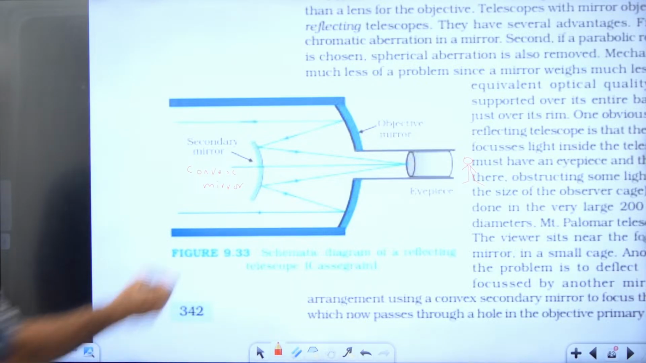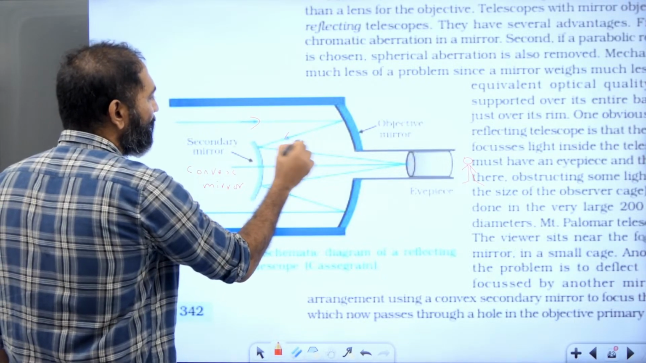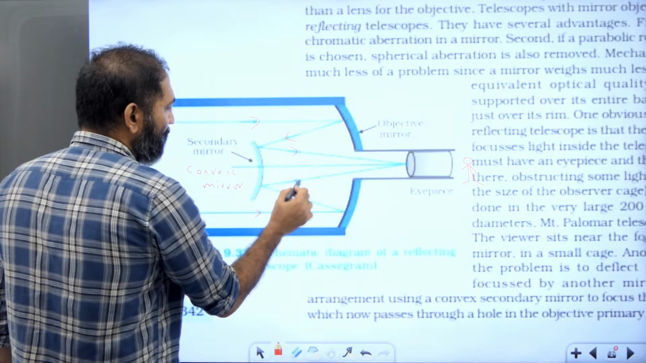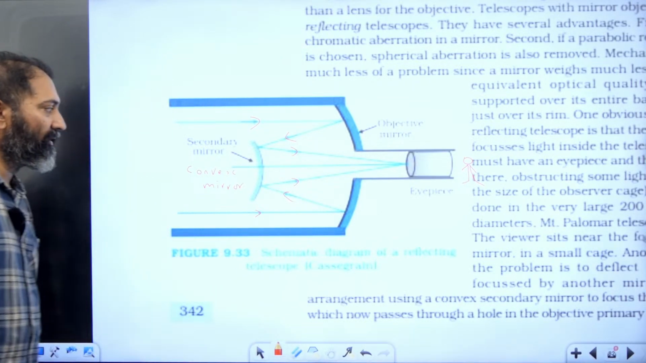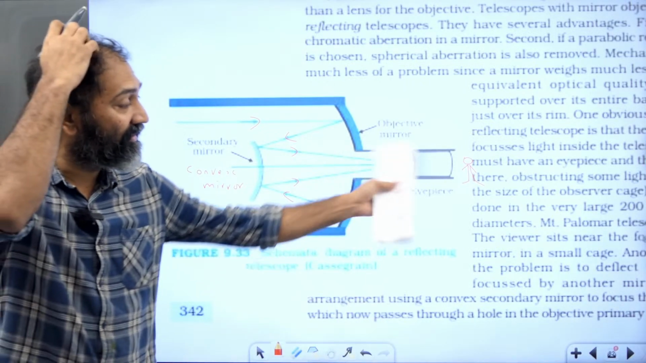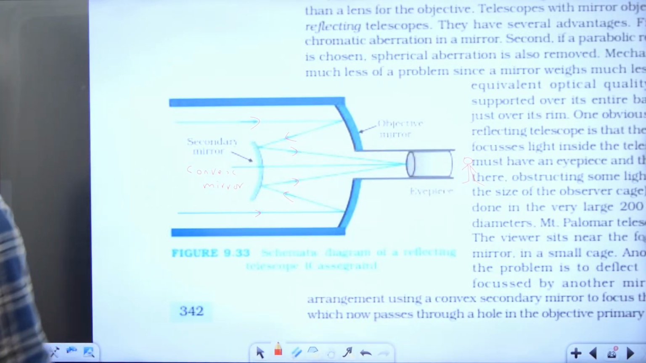What is the specialty of the Cassegrain arrangement? We are using an additional secondary mirror, which focuses the incoming light to the eyepiece, so the observer can sit outside the telescope. This is a solution to the problem if you are using mirrors in a telescope.